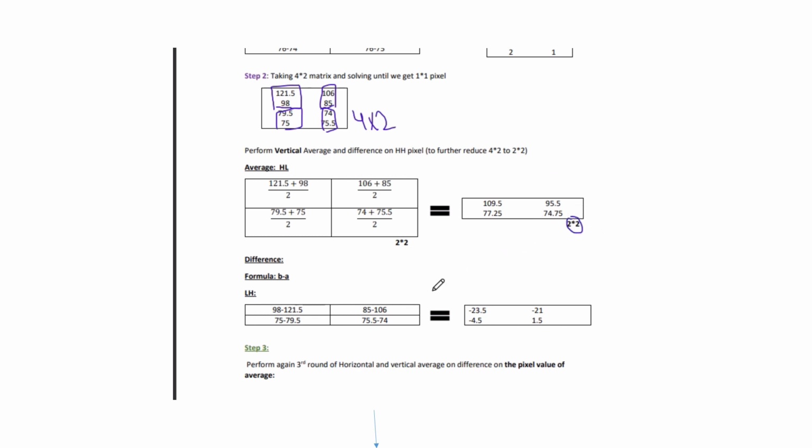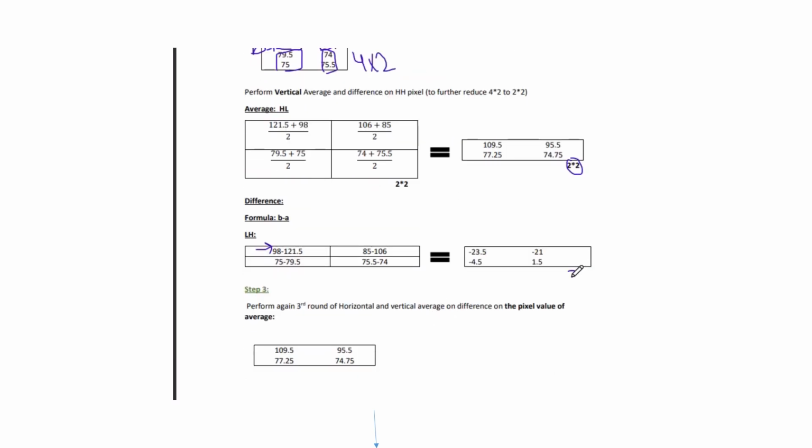Again we will take the difference of it, the same way, b minus a. So here a is this 121.5 and b is this 98. So b minus a is 98 minus 121.5, right? The same way 85 minus 106, then 75 minus 79.5 and 75 like this. So this is again a 2 cross 2 matrix, right?